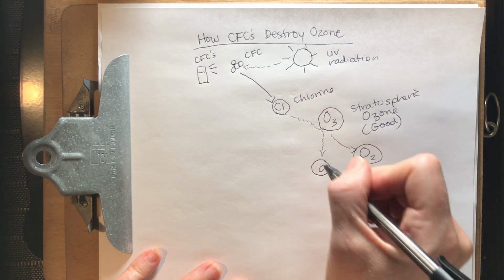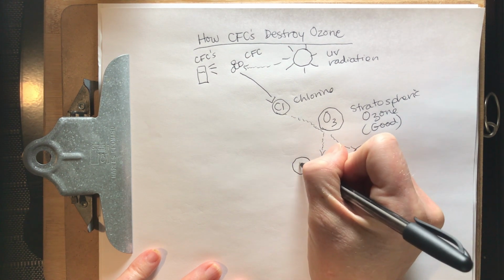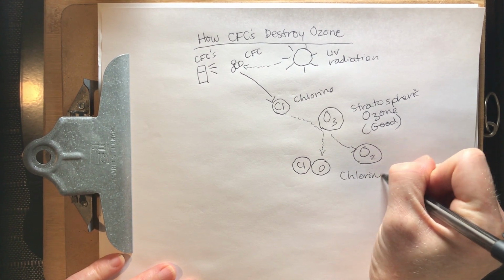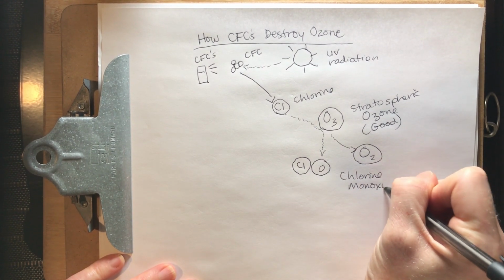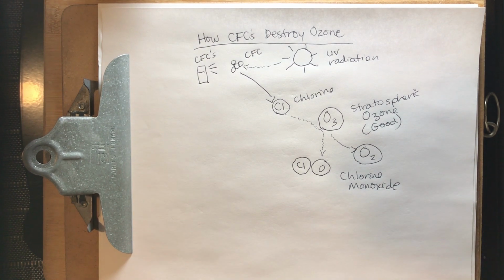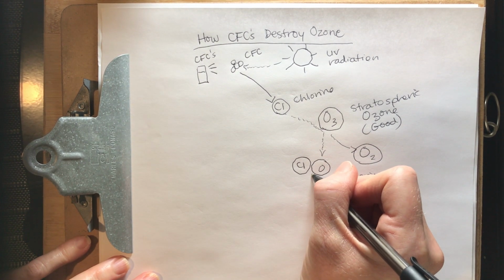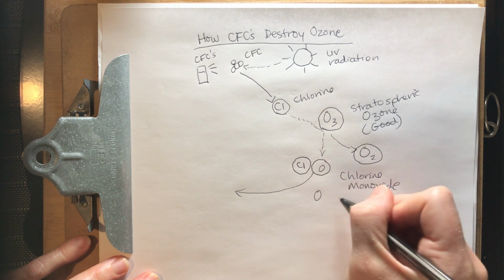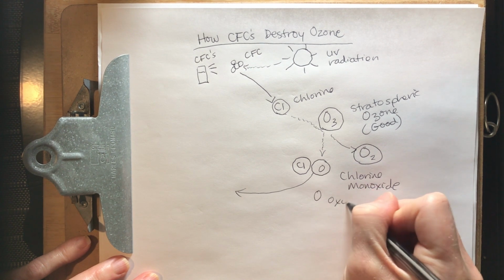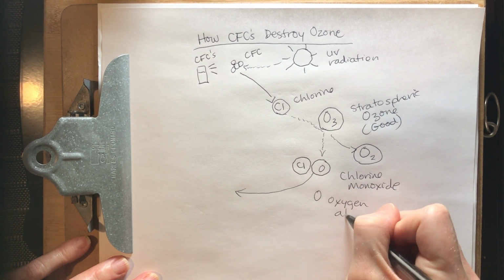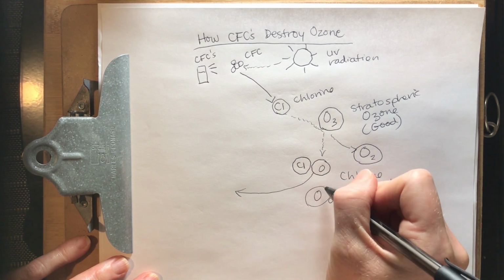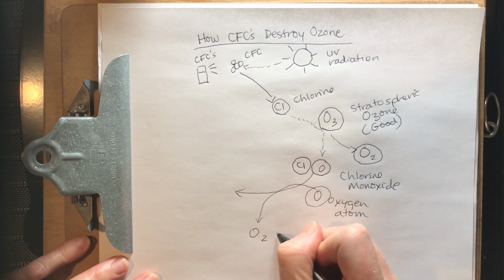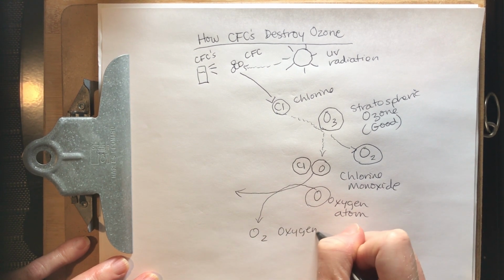and it is going to join up with that chlorine molecule to form chlorine monoxide. All right, and that's not a stable compound, and so it is going to connect with another oxygen atom from the environment, from the atmosphere, and steal that oxygen away to make oxygen gas, O2, which is stable.